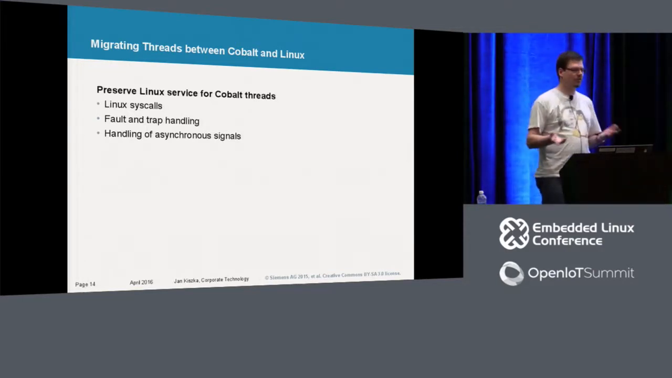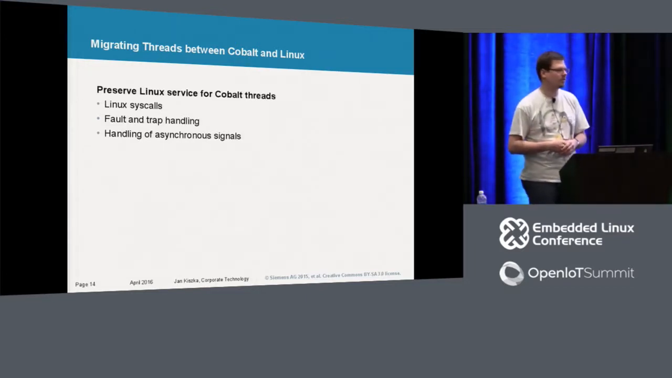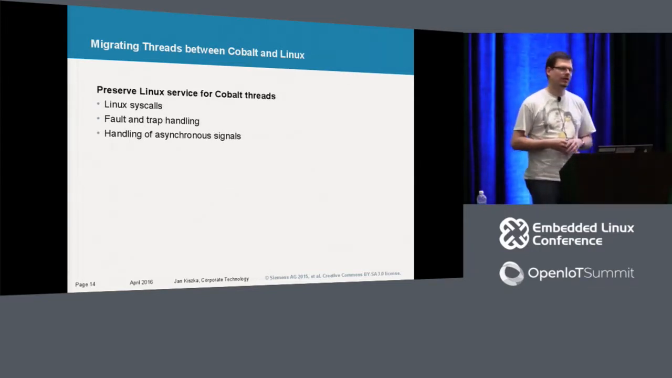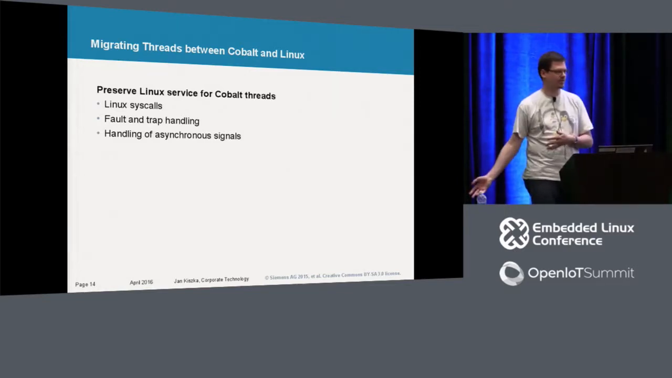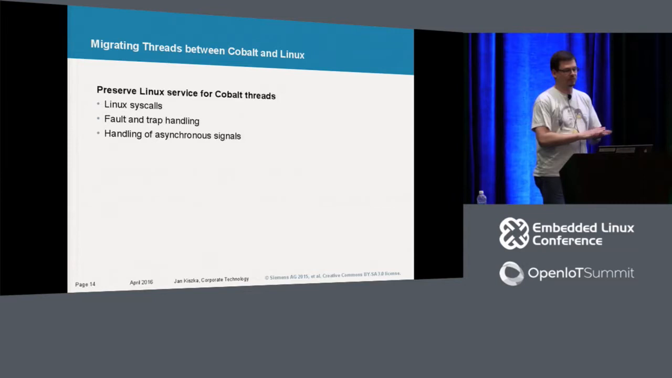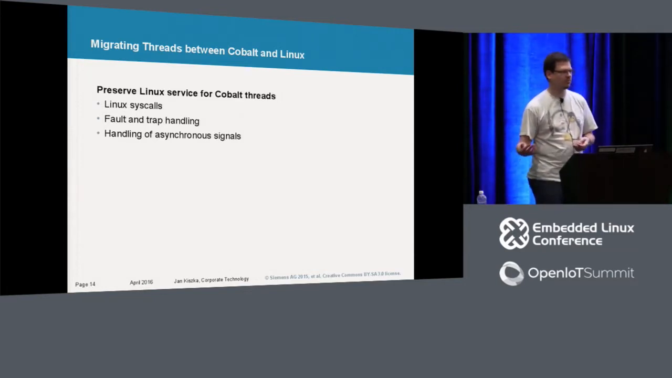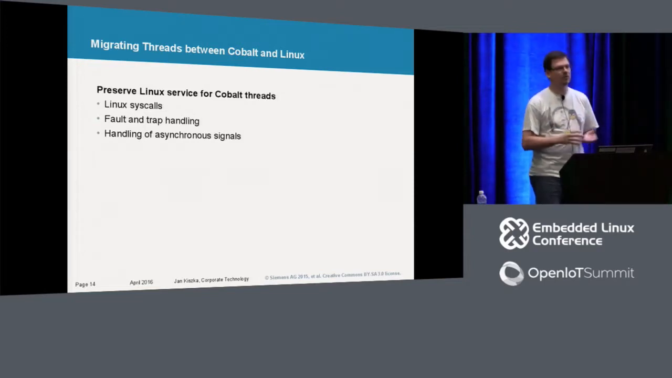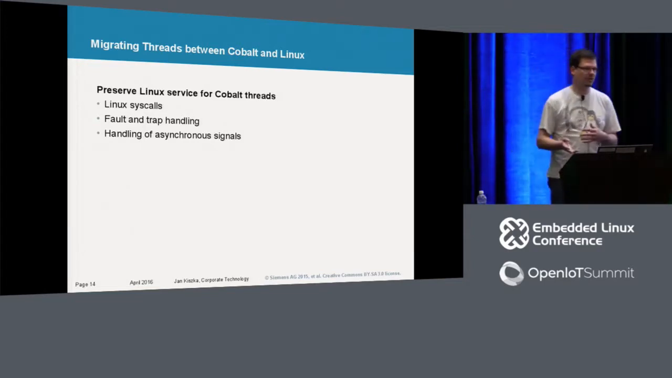And then again, for whatever reason, a real-time task could cause a fault or a trap. And this has to be handled. And we don't want to re-implement everything in the real-time part. And usually those things are not real-time relevant. So they have to be handled by Linux. And also asynchronous signals could come in to the process as a whole, to a task in specific, to a real-time task. So how to handle them? Block them, let them through.